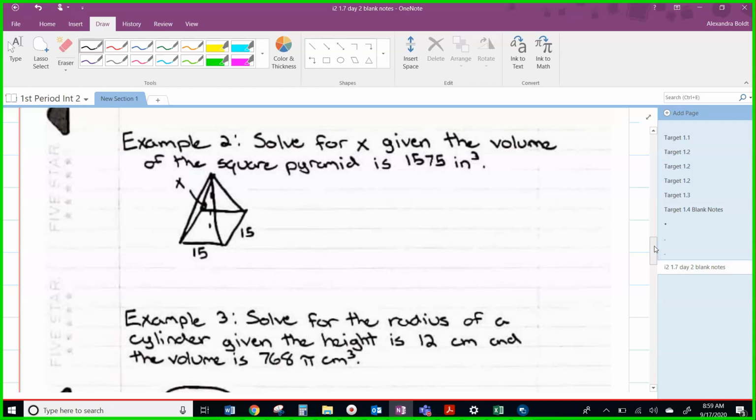This is a pyramid, so let's start with the formula of a pyramid. Volume equals 1/3 times length times width times height. And now I'm going to figure out, what do I know? Well, I know the length.